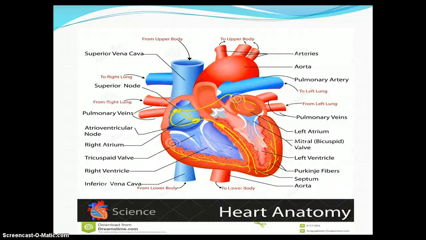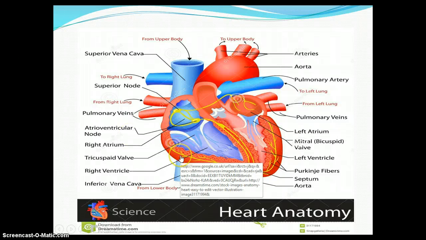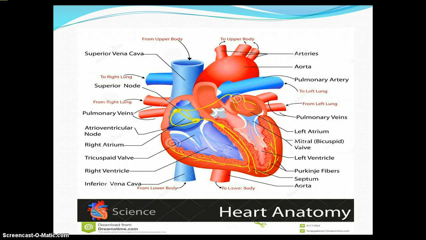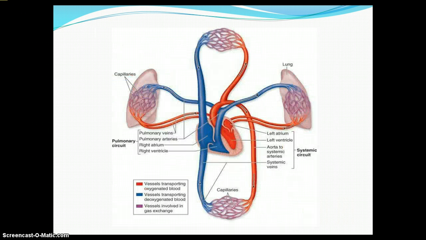This image displays the major veins and arteries that are connected to the heart. They all aid in blood flow. As mentioned before, the superior vena cava and inferior vena cava. The flow of blood around the body is divided into two circulatory systems.